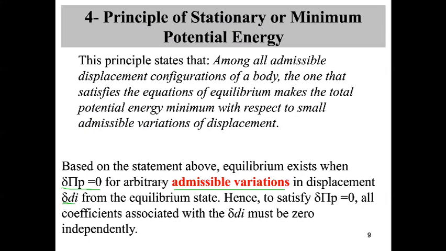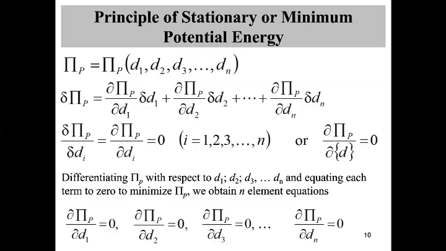Please note that delta pi p is the total change in the total potential energy. Hence, to satisfy delta pi p equals 0, all coefficients associated with the delta di must be 0 independently. The last paragraph can be expressed mathematically as follows.